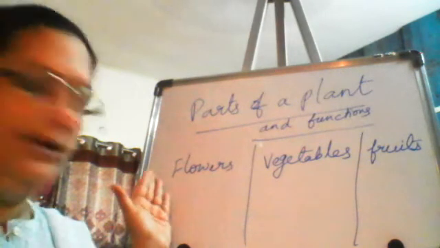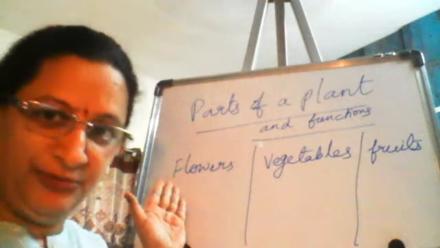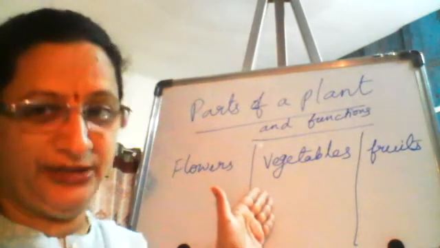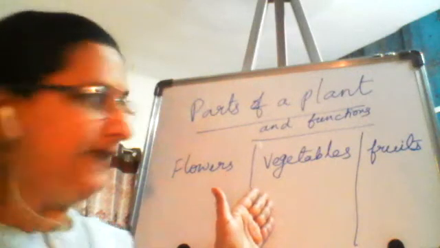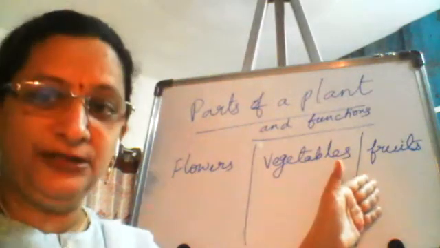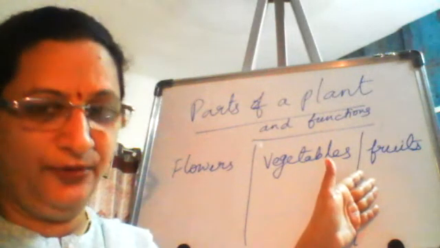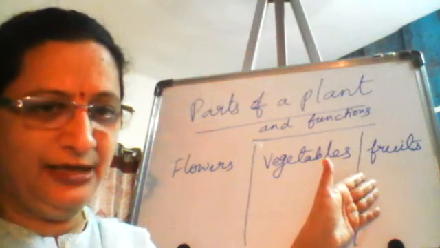We get flowers from plants like jasmine, rose, marigold, all these beautiful flowers. We get vegetables like brinjal, tomato, carrot, onion, potato from the plants. We get fruits, tasty, yummy, juicy fruits like mango, watermelon, strawberry, grapes, all these from the plants.